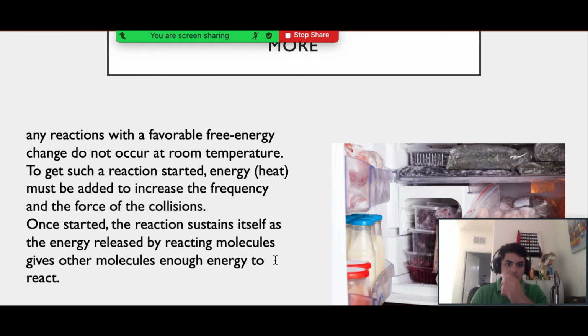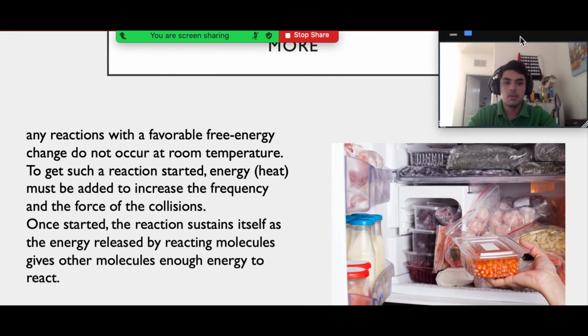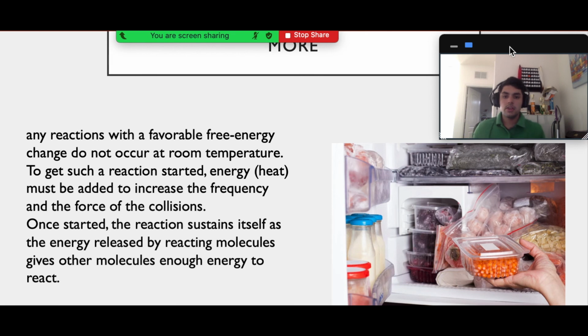Let me put this up here. Any reaction with a favorable free energy change may not occur at room temperature. To get such a reaction started, energy must be added to increase the frequency and the force of the collisions. Once started, the reaction sustains itself as the energy released by reacting molecules gives other molecules enough energy to react.